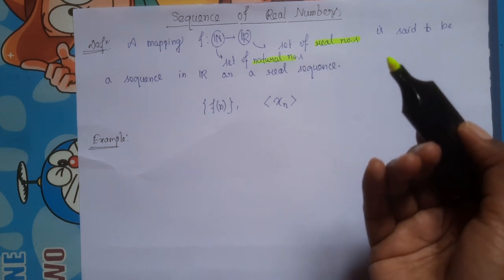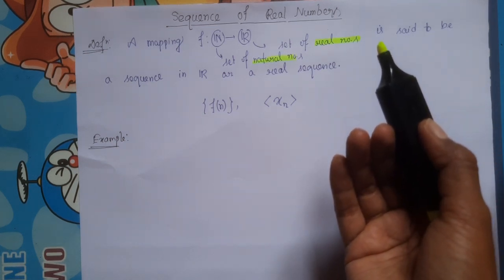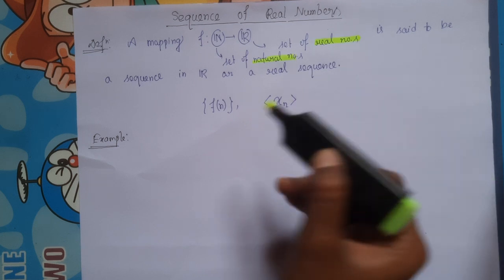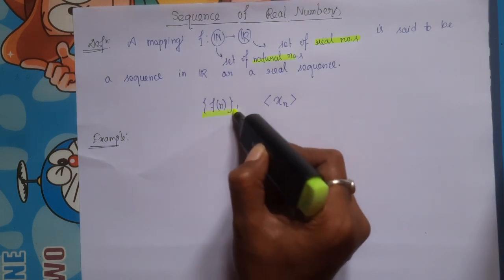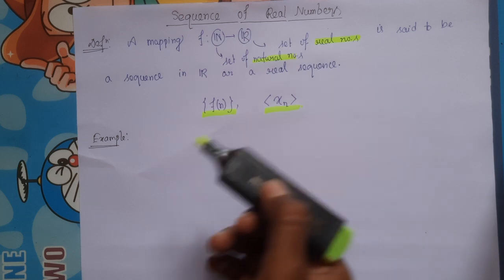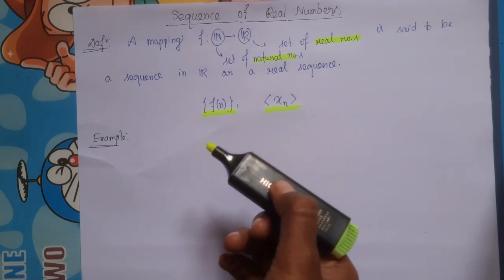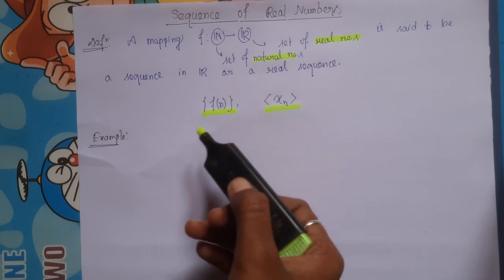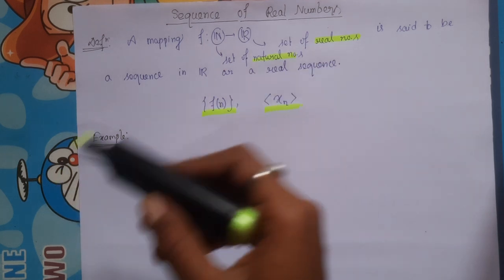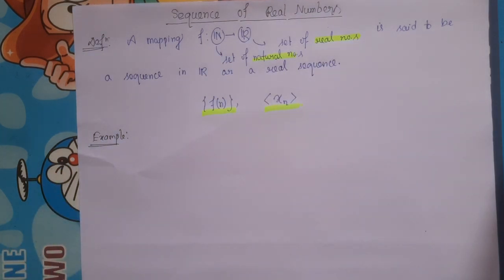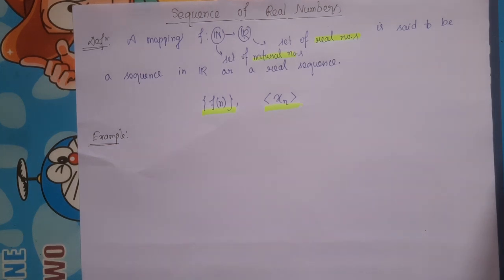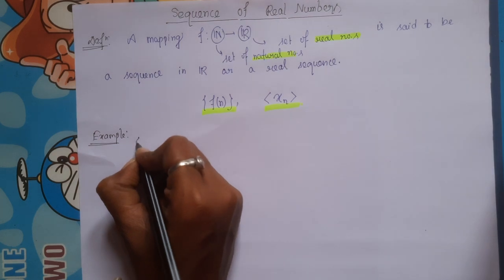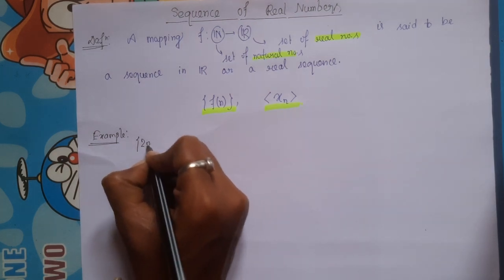And how do we denote this? We can denote it in curly braces or in triangular braces. Okay, and we always take a general term to denote a sequence, like x_n, f(n), or f suffix n. Okay, now let us see an example of a sequence. Let's say 2n is a sequence, right?